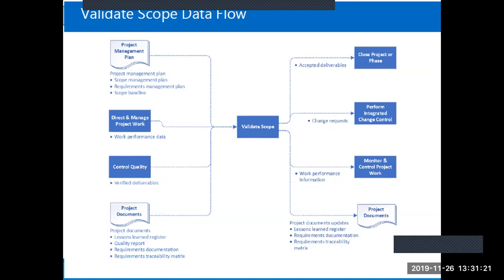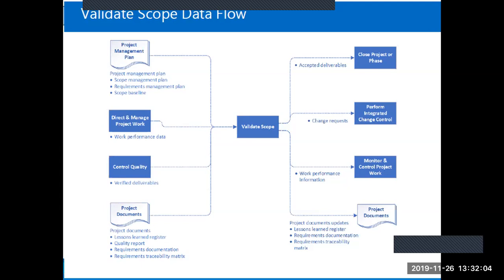Now, the validate scope flow diagram. You have the inputs and the outputs. All right, so at the input level, you have the project management plan, good. You have work performance data. You have control quality giving you verified deliverables. Are you seeing the input there? The input there, verified deliverables. So where is it coming from? Deliverables first of all come from where? They come out of direct and manage project work. Then they go to quality, control quality. Control quality gives them out as verified deliverables. So verified deliverables move into the validate scope process.